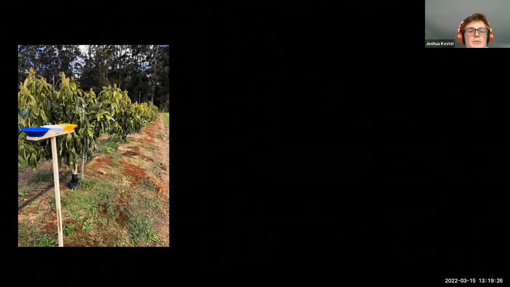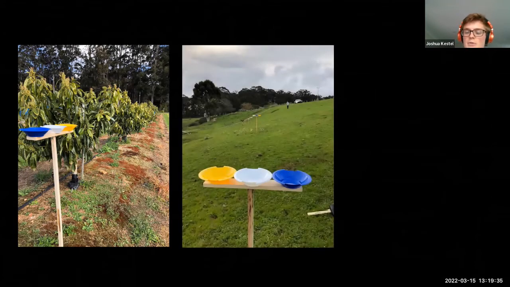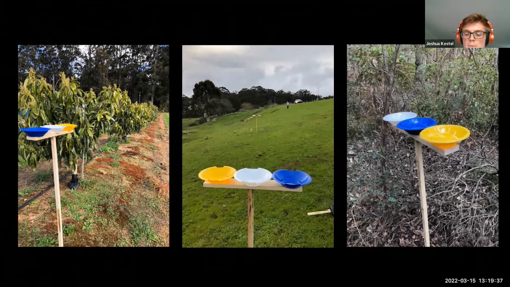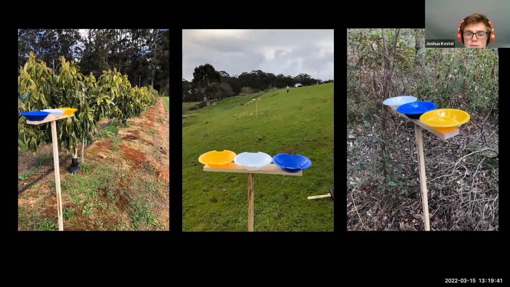So the way we measured the insect diversity within these orchards was through pan traps. Pan traps were set up in the orchard as well as the adjacent land uses for these orchards. And we targeted 6 orchards in total. 3 were adjacent to pasture and 3 were adjacent to native bushland. And we were interested in measuring this at 4 different time points.